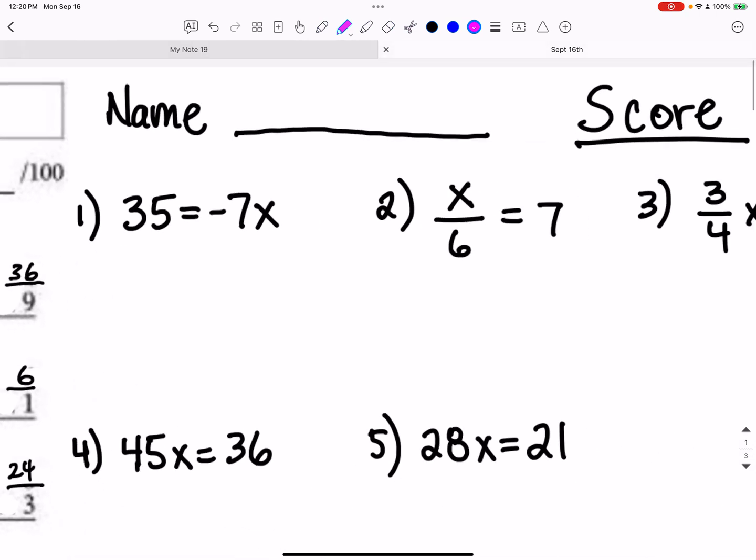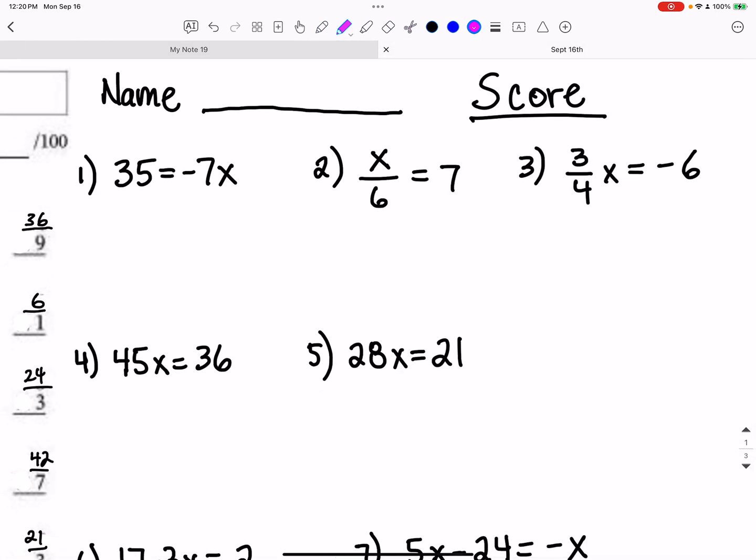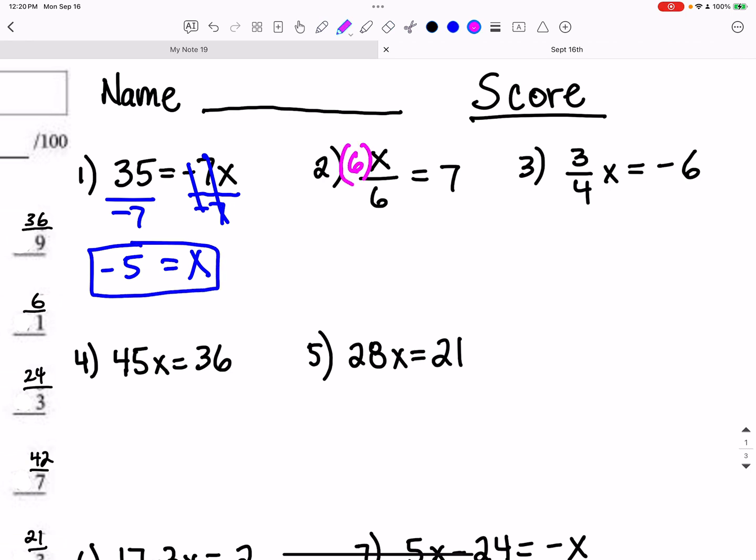All right, up to the top. Top versus bottoms. You've got to kill any number that's touching your letter. You should know how to do this. -7. -7 is touching my letter. Kill, kill. X equals 35 divided by 7 is 5. Nothing killed the negative. -5. 6. It's a bottom 6. Kill it with a top 6. Boom, boom. X equals 7 times 6 is 42.